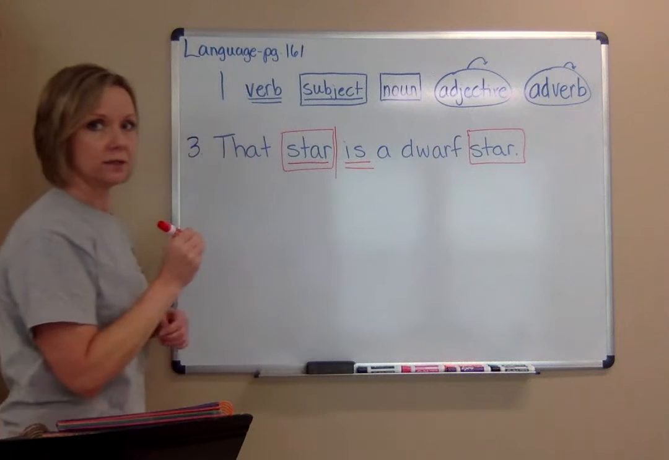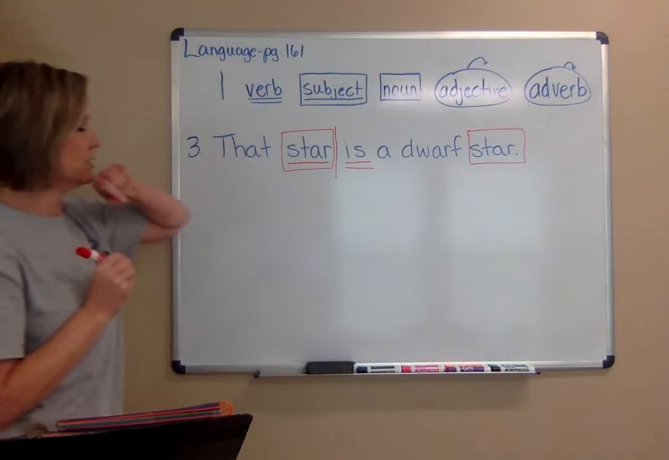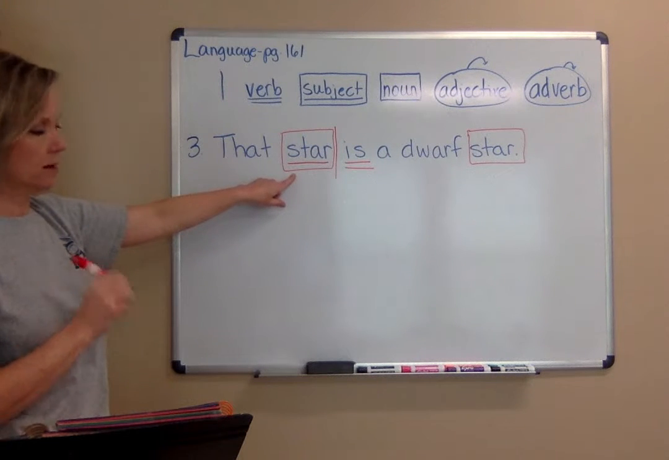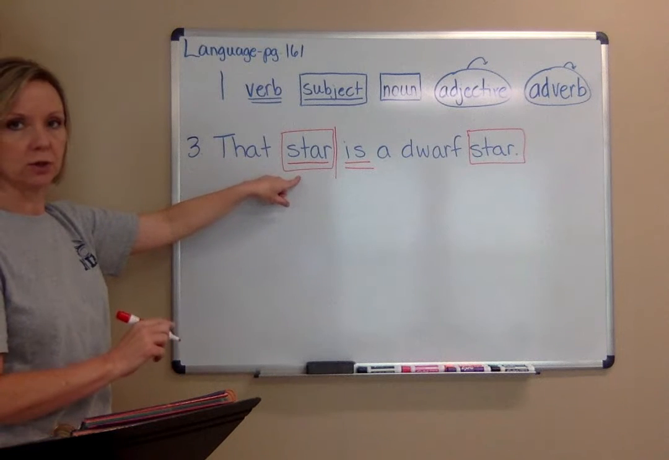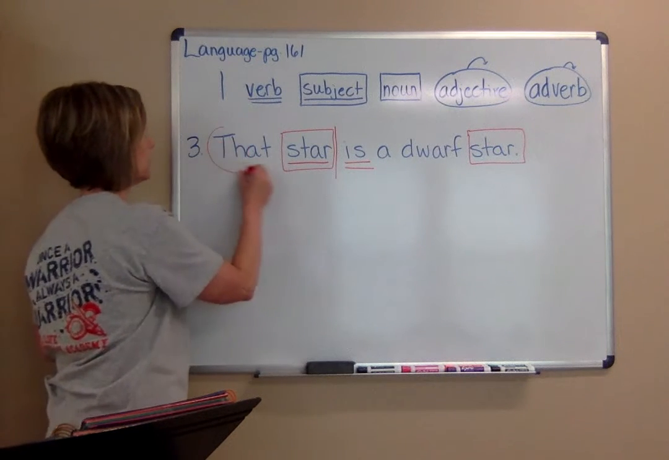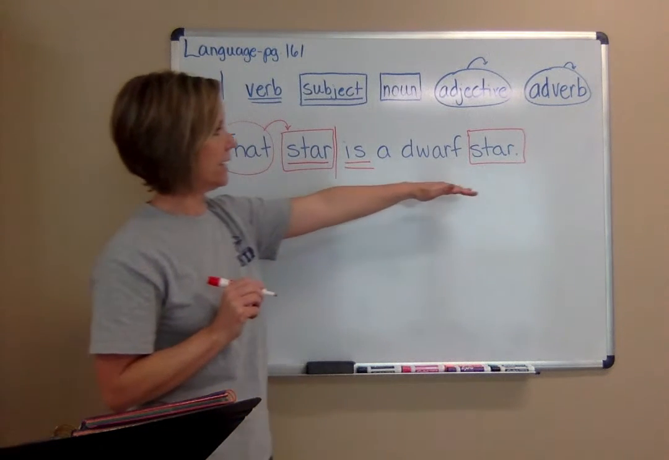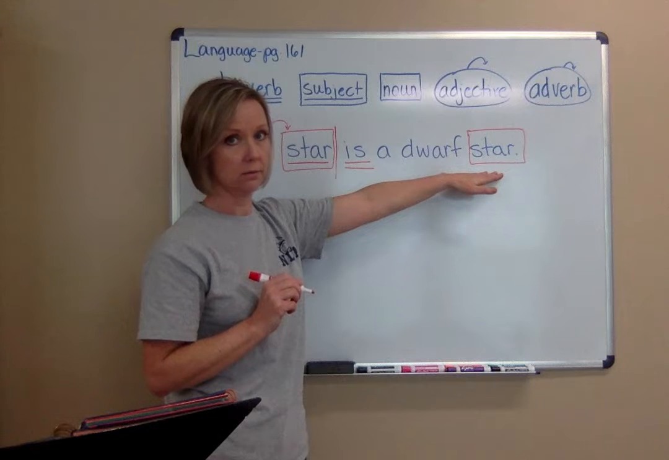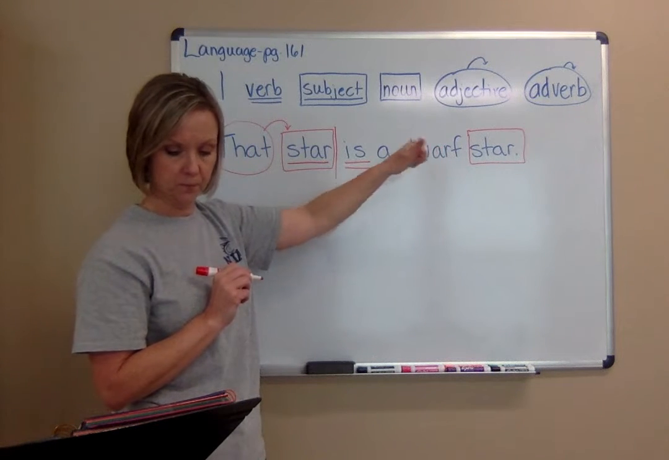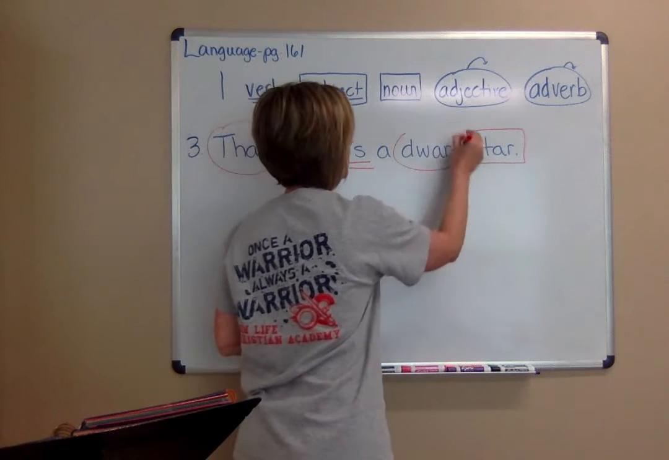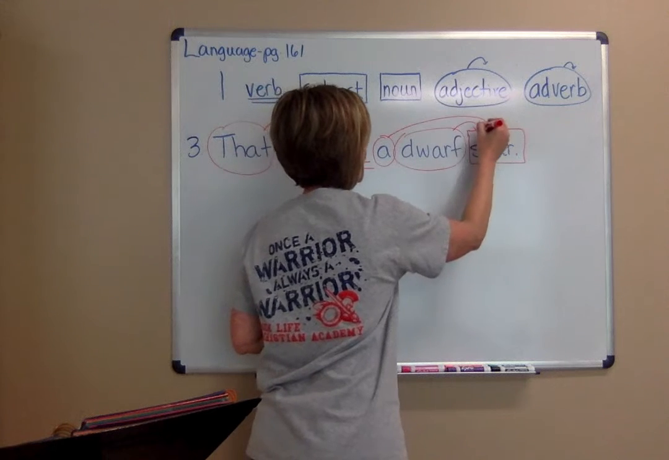Is, dwarf, nope. Star, yes, star is a noun. Okay, you kind of getting the hang of this now? Let's go back and circle our adjectives. So let's pick up our first one, star. That, does it describe star? Yes, it tells you which one. That star. My next noun is star. Does dwarf describe star? Yes, tells you what type, what kind. And then, of course, an, and the.